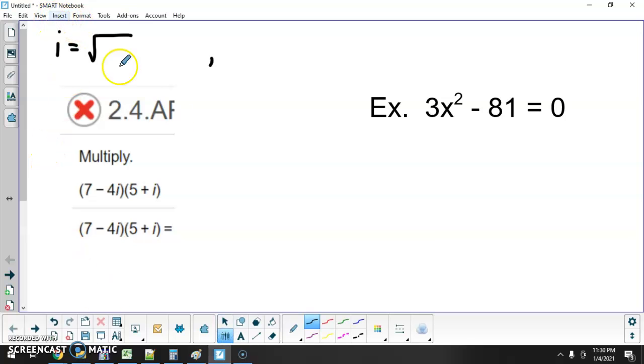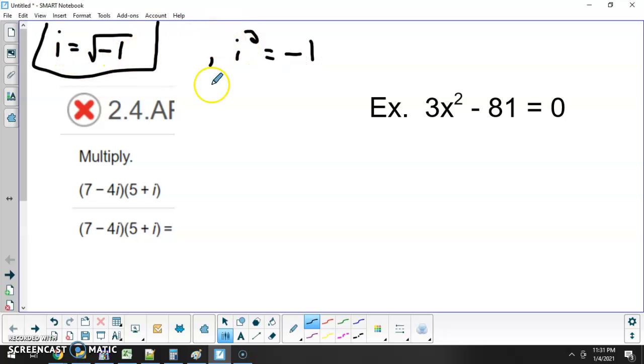Okay, so I'm going to go over the ones that some people had issues with on the homework. Just remember, for your sake and purposes, two key things here. i is equal to the square root of -1, and i squared is equal to -1. Those two key things are all throughout this lesson.